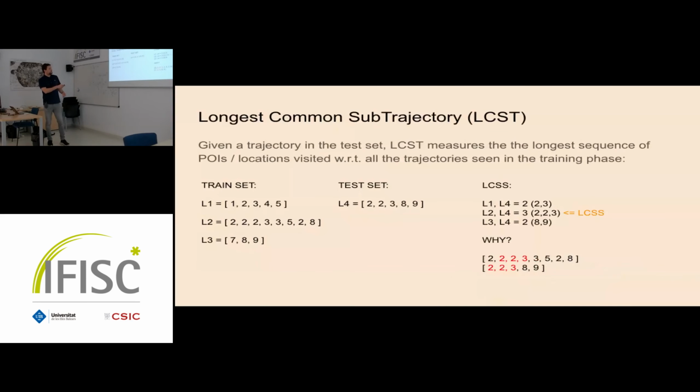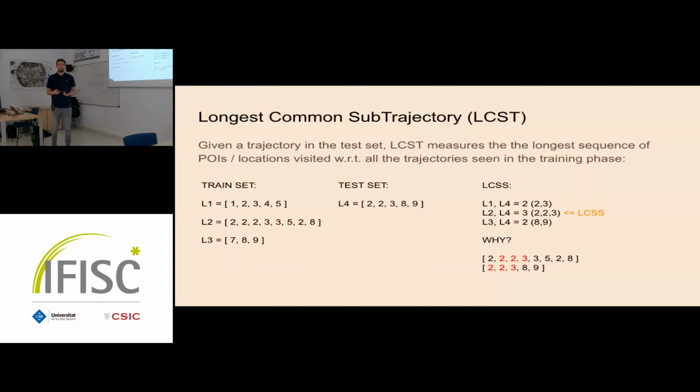Then you have the longest common subsequence, and here what we want to measure is, well, here it is a sub-trajectory, but it's basically the same as subsequences. Here we want to understand how many, let's say, consecutive points overlap, so with a temporal dimension. This measures a different kind of overlap, because here the temporal component is involved, okay?